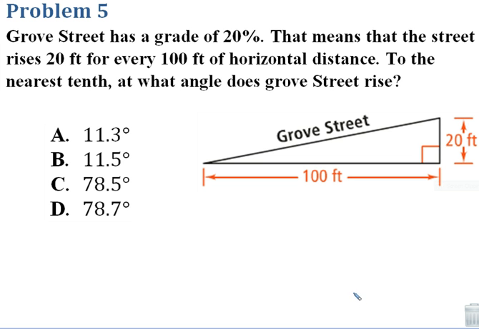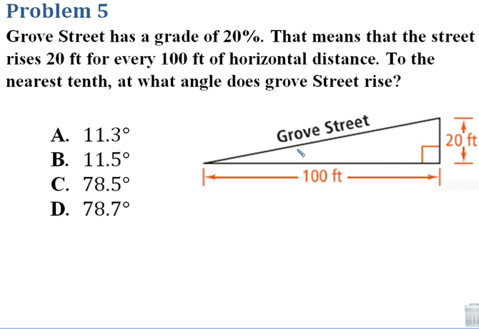Okay, one more trig problem for you. And again, until you read through the question and set up the triangle, you're not going to necessarily know what we're using: Pythagorean theorem, special right triangles, or trigonometry. Problem 5 says that Grove Street has a grade of 20%. Okay, that means that the street rises 20 feet for every 100 feet of horizontal distance. To the nearest tenth, at what angle does Grove Street rise?